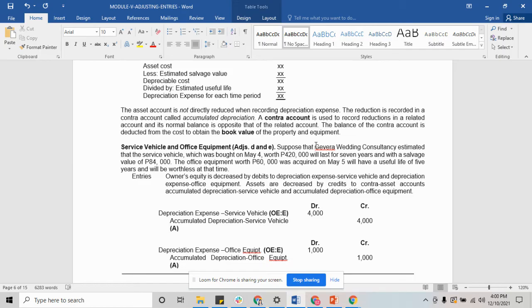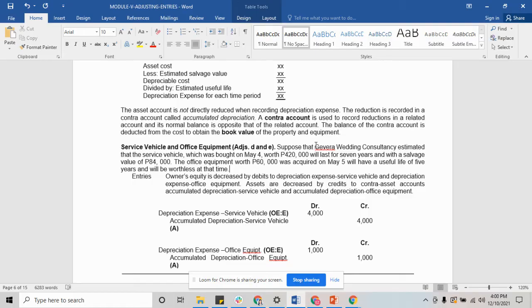So, i-start natin kay service vehicle. Si service vehicle, meron siyang cost of 420,000 pesos. Ngayon, kailangan nating ibawas yung salvage value niyang 84,000. So, yung 336,000, we need to divide it to the number of years kung yung estimated useful life niya, which is 7 years. So, 336,000 divided by 7 years is 48,000. Ibig sabihin, every year, bumababa yung value nung service vehicle.